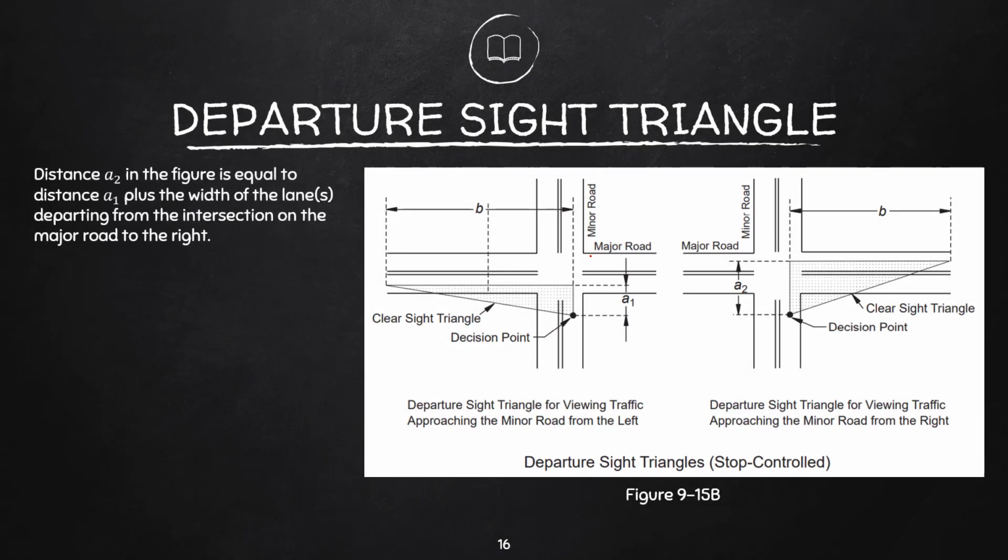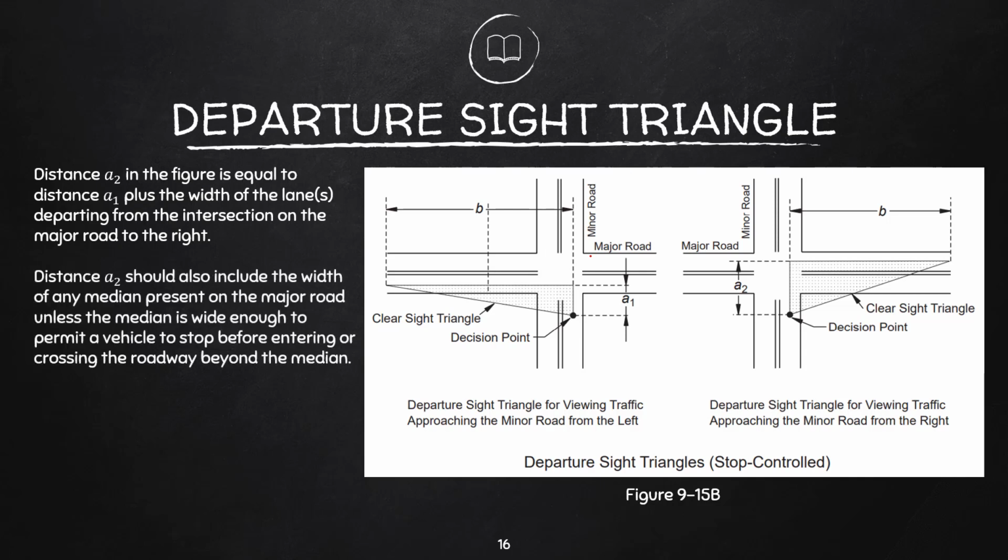Continuing, distance a sub 2 in the figure is equal to a sub 1 plus the width of the lanes departing from the intersection on the major road to the right, similar to our approaching sight triangles. a sub 2, we already know that. It should also include the width of any median present on the major road, unless the median is wide enough to permit a vehicle to stop before entering or crossing the roadway beyond the median.